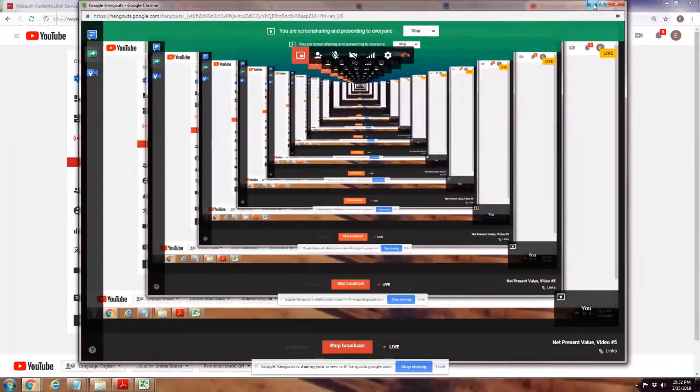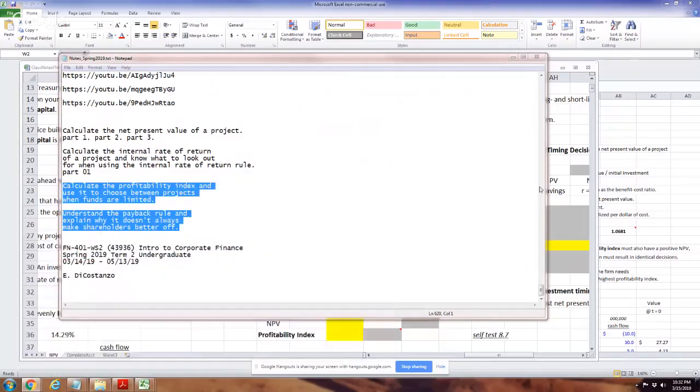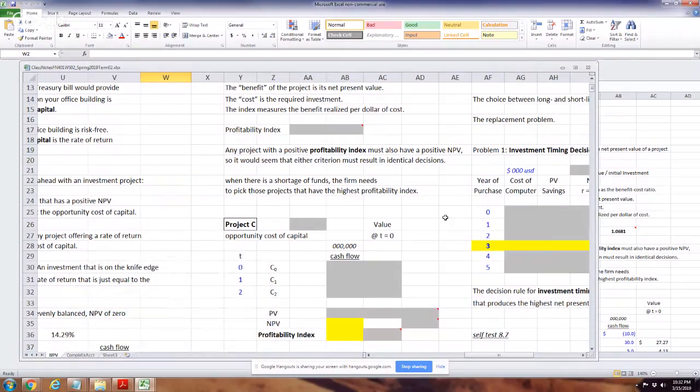The profitability index, the payback rule, the topics in the book. Let's get to it so you guys have more video to look at, for the live class, and certainly for the online folks to get you ready. Okay, here's the sheet.